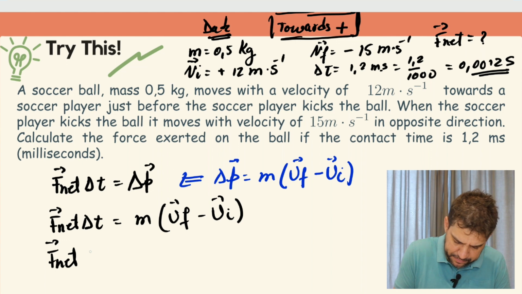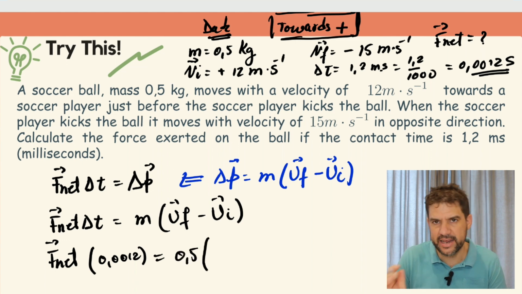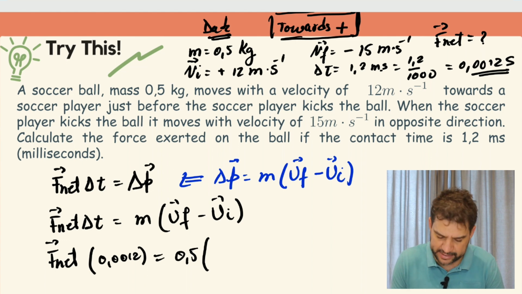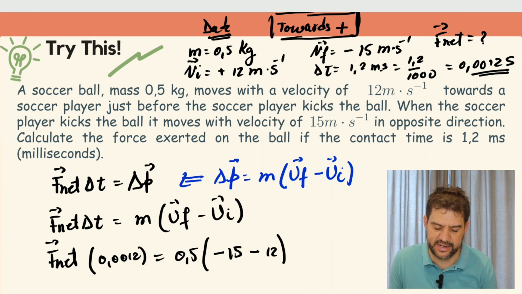Multiplied by the time, I'm going to open bracket 0.0012, is equal to the mass, which is 0.5. And now, very careful, look at the direction of the velocities in the data we extracted. So the final velocity was negative 15 minus the initial, which is 12. So this is what we have. Let me fix the 12 for you all. So 12, a close bracket, and the rest is just calculation, which I'm going to do right now.